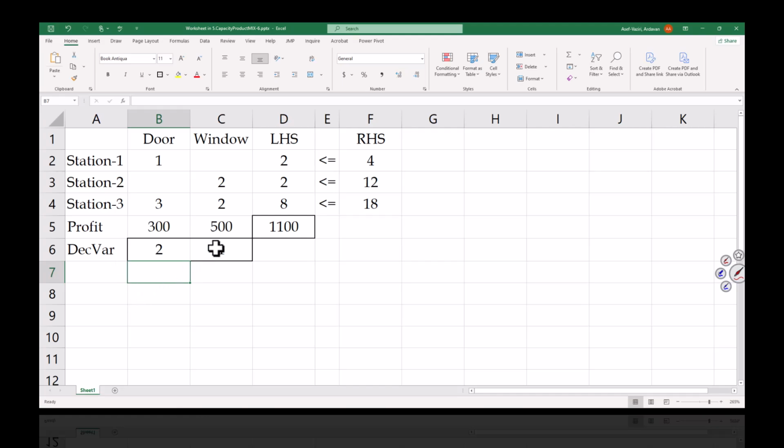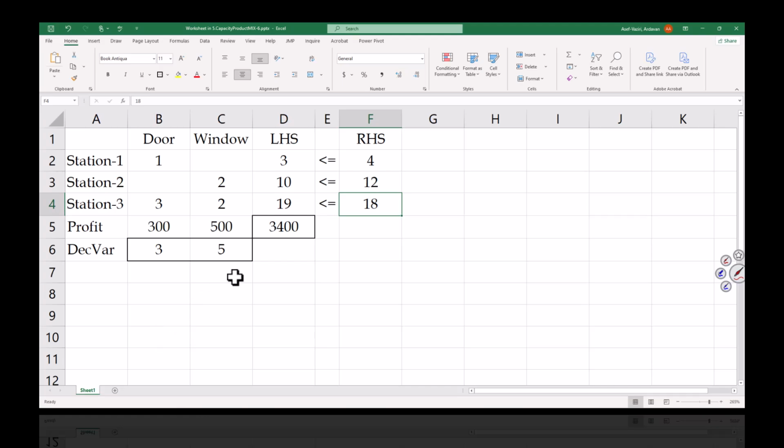If I do 5, that's it. Still, that's good, and I'm making 3,100 profit. If I go and make this one 3, this constraint violates. Left-hand side is not less than or equal to right-hand side anymore. So this is an infeasible solution.